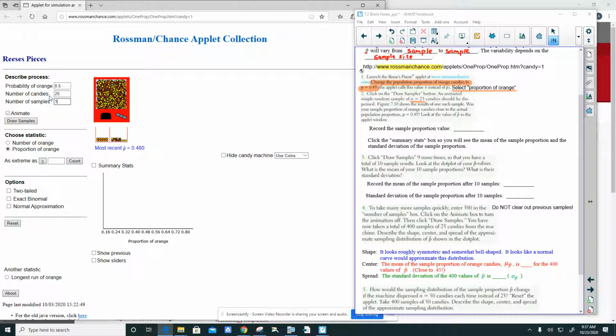If you're going to this website, you would want to change a couple of settings here. We want to definitely change this. I think the original setting here is number of orange. I think that's what the default is.